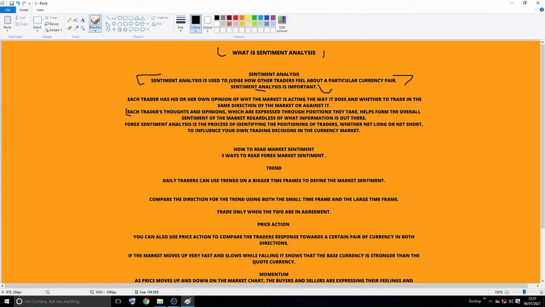Each trader's thought and opinion, which are expressed through the position they take, helps form an overall sentiment of the market regardless of what information is out there. The news might be saying sell, but if most traders are just buying that currency pair, it can just keep on pushing up, because whenever you place a trade, you are putting some value on a currency pair and you are moving that currency pair.